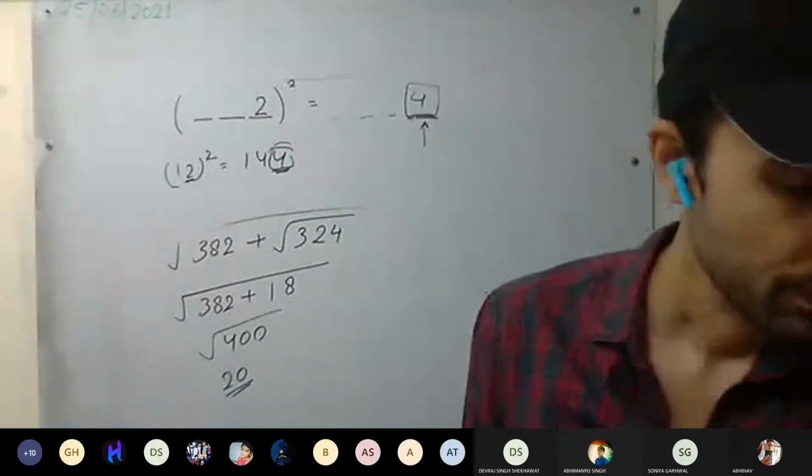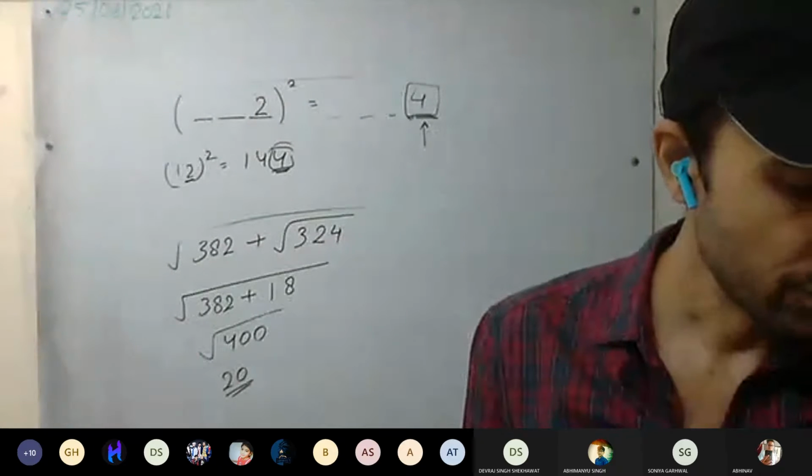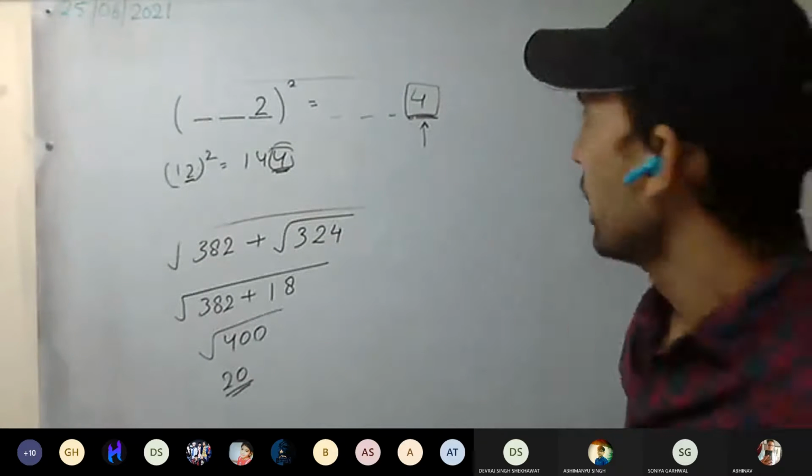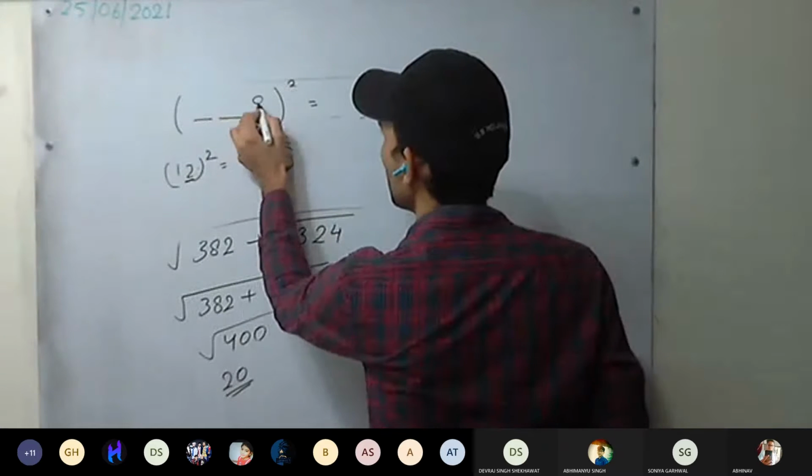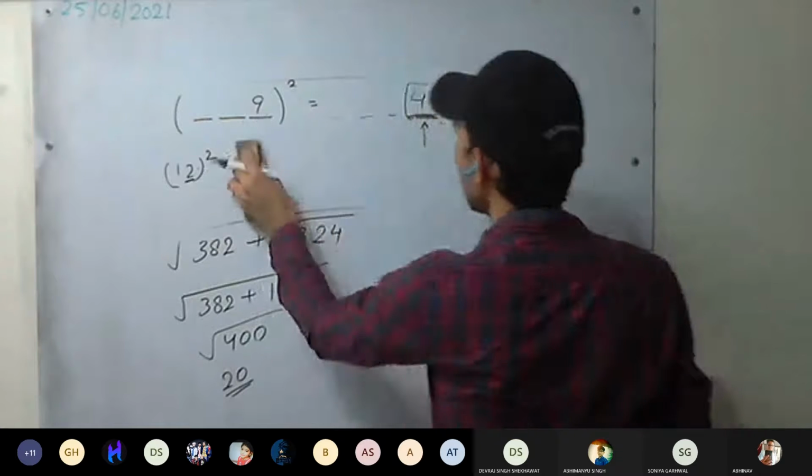This is clear? Okay. Unit digit of the square of a number ending in 9. If here we have 9, what will be the unit digit?